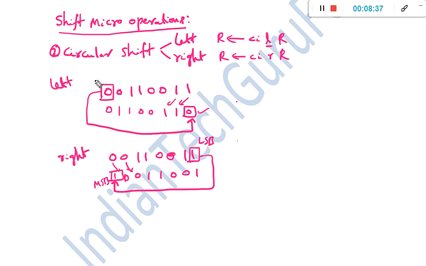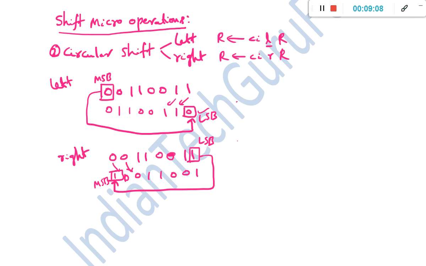Similarly here we are moving the MSB value to the LSB. So as far as the circular left shift is concerned, we move the MSB value to the LSB after performing the left shift, and similarly we move the LSB value to the MSB after performing the right shift operation. Like this we perform the circular left shift as well as circular right shift operations.